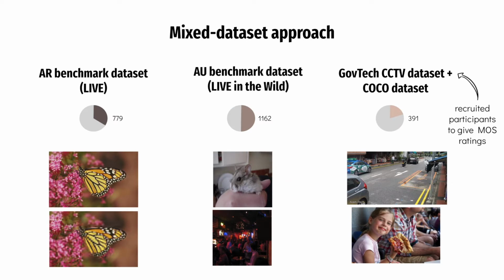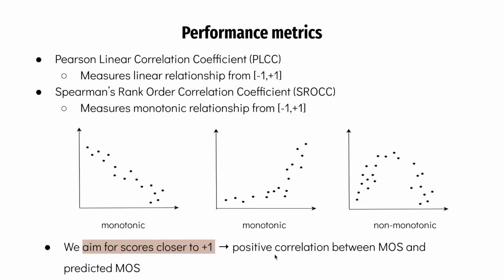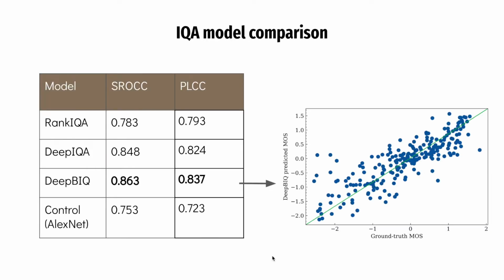To train and evaluate these models, we used both AR images and AU images. This allows us to cover a wide range of image contents and distortions. The model performance is measured by linear correlation and rank correlation. We aim for scores closer to +1 since this indicates a stronger correlation between the predicted and ground truth quality scores. These are the results.